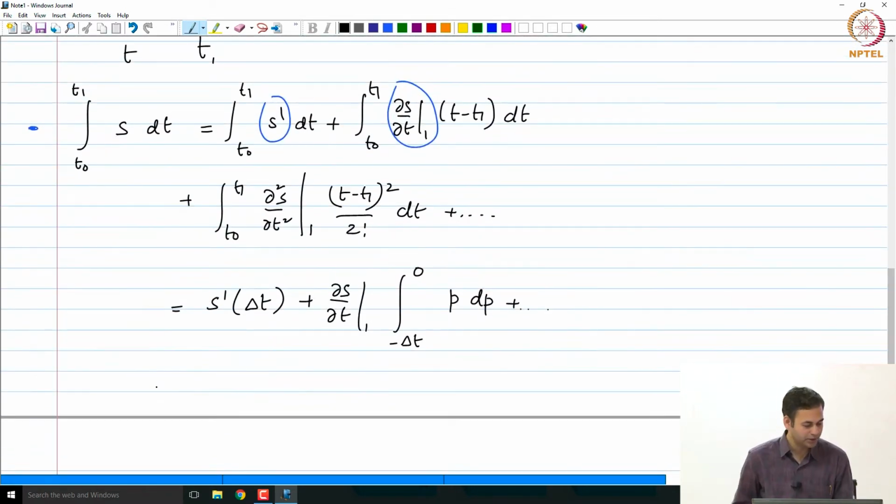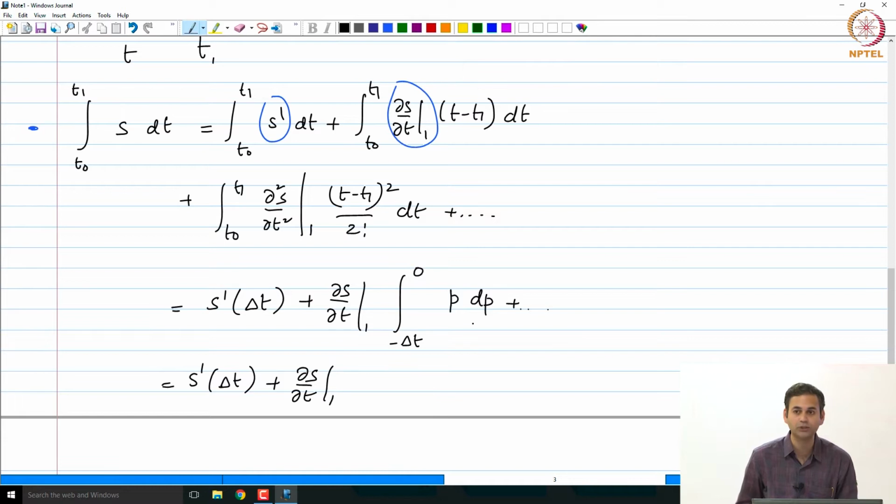Now, what will be the integration here? So, this will be S1 times delta t plus partial S partial t 1 times what would be this value? Integral p dp would be p square by 2, right. That would be delta t square by 2 with a plus or minus? Minus. So, this will be a minus delta t square by 2 plus something.